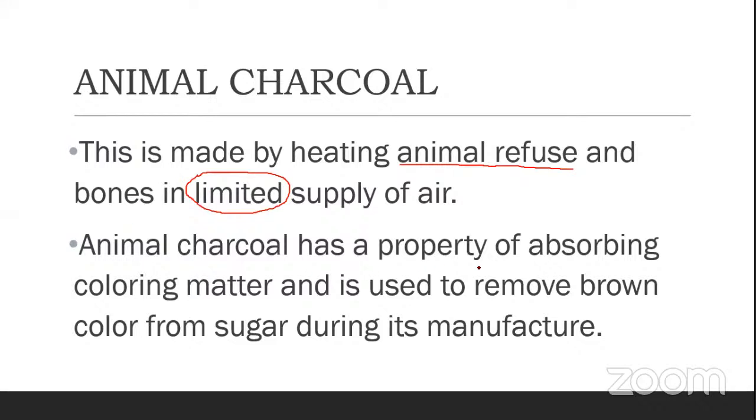Animal charcoal has a property of absorbing colored matter, so it is used to remove brown color from sugar during its manufacture. We shall find that at times there is sugar that is brown in color. That means that color was not removed very well, and the prices are different for white and brown sugar. So if they ask you the use of animal charcoal, you can say it is used to absorb colored matter, or to remove brown color from sugar during its manufacture.